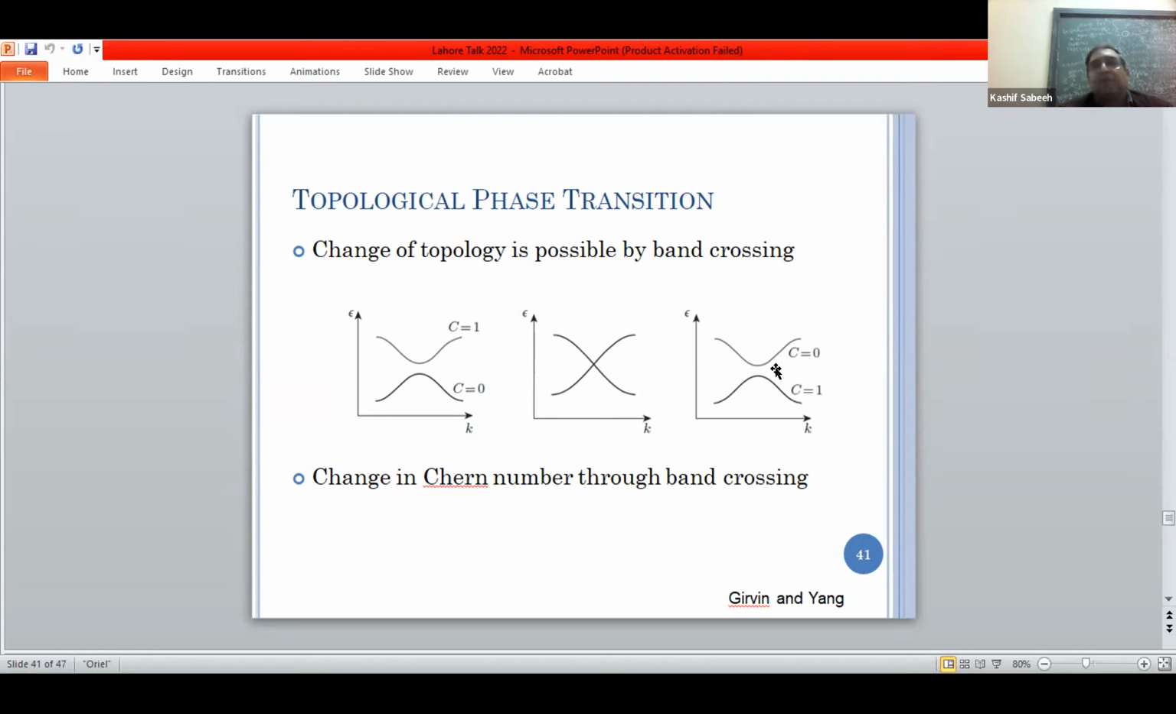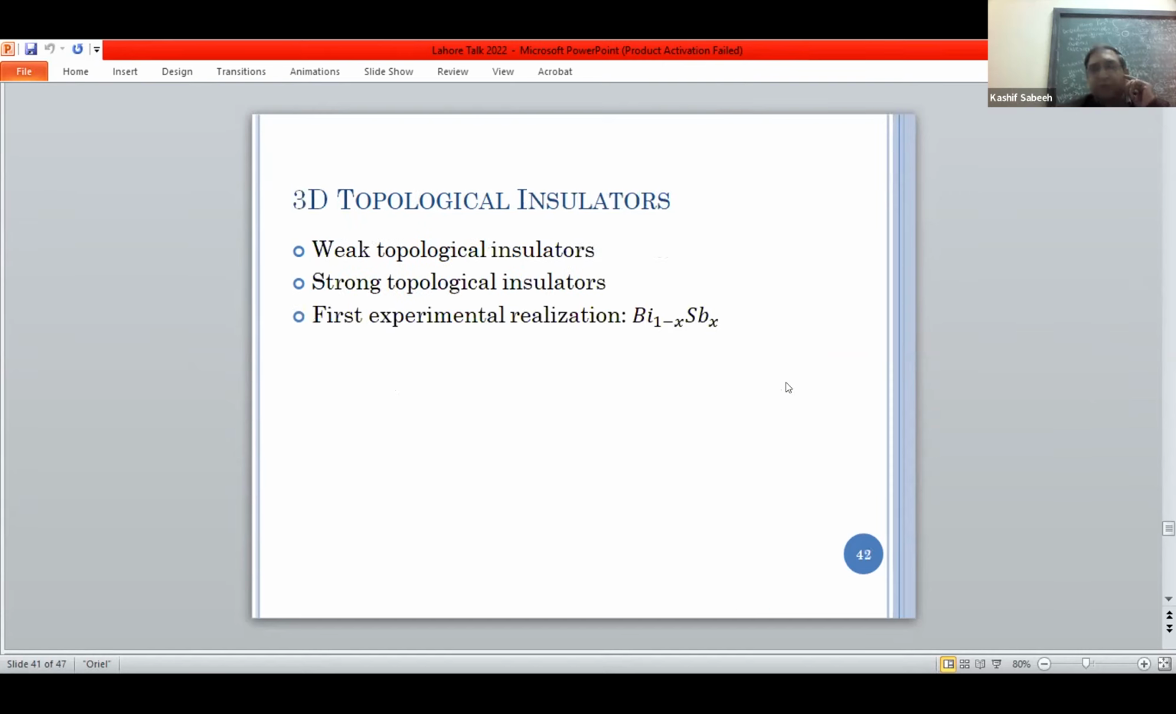In this topological phase transition, the sum of the Chern numbers remains the same. And usually what you find is that the bands are inverted with the sum of the Chern numbers remaining the same. So I'm coming to my last topic.